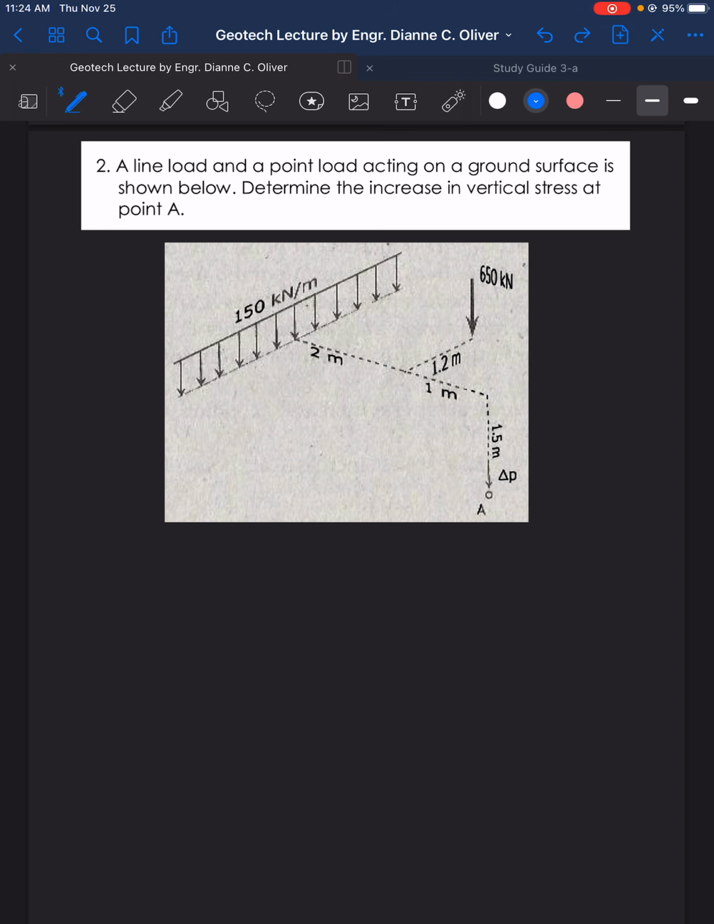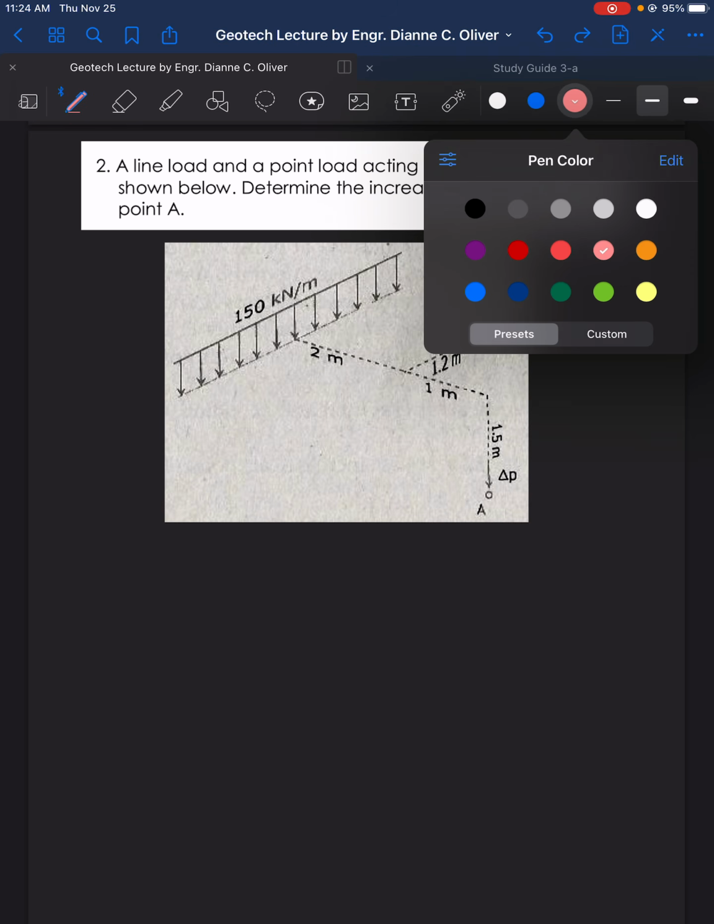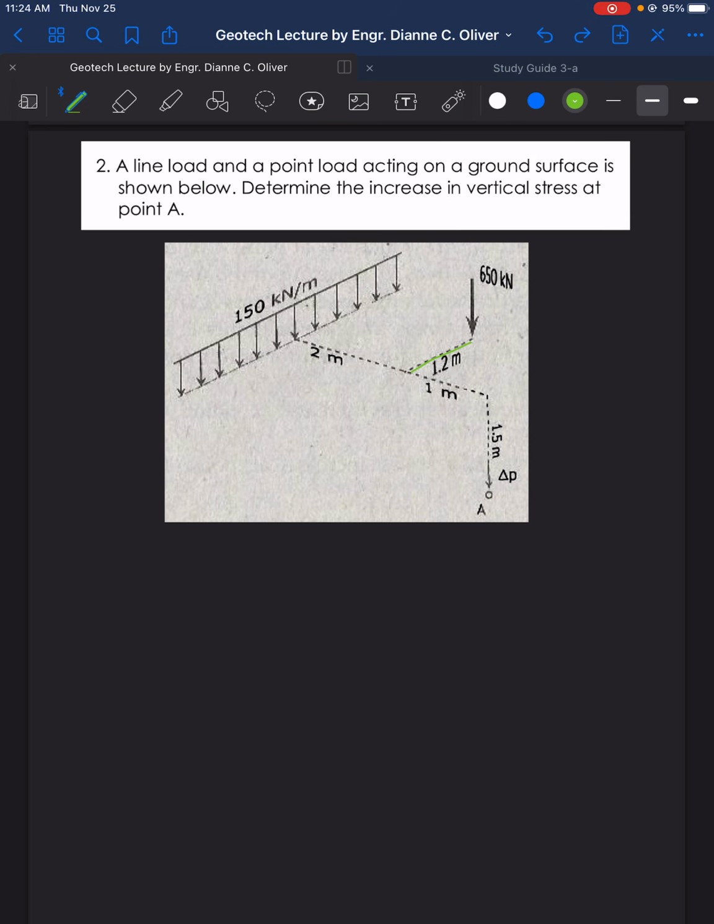And how about from the point load here? It's located 1.2 on the x-axis, 1 meter on the y-axis, and then we have here 1.5 meters for the z-axis. So I hope you're able to follow that. So let's use a different color. Can green be seen here?